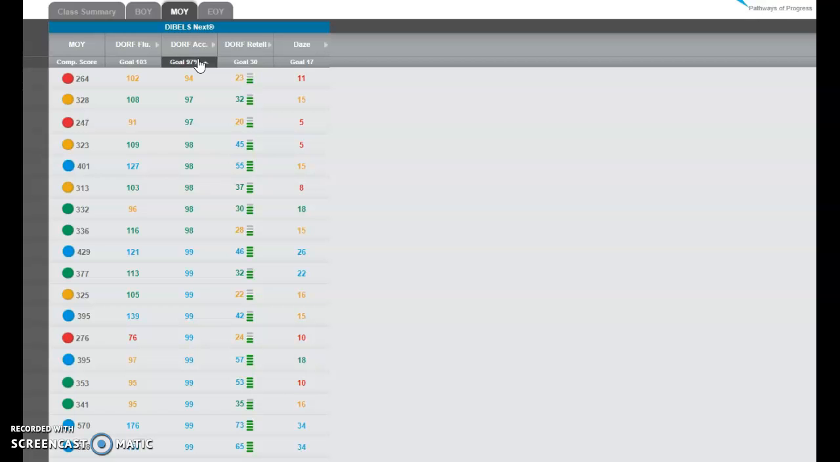The goal is 97. I see 1 student below benchmark. I see 2 students right at the green benchmark, and then everyone else is above. Out of 26 students, there is only 1 student that is below benchmark, and 2 students right at that 97%. So remember, your data doesn't just have to tell you needs. Your data can also tell you successes. I love this data. This is fantastic.